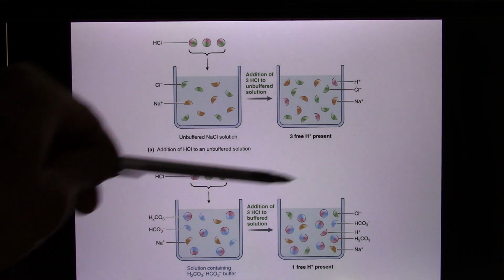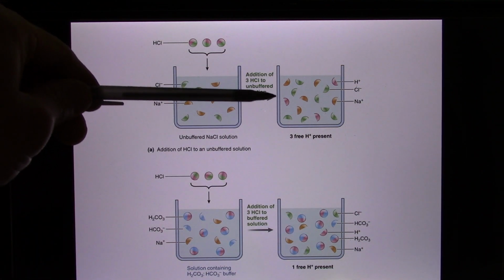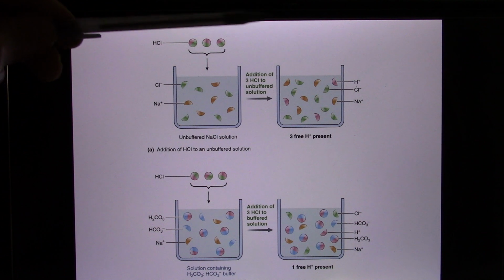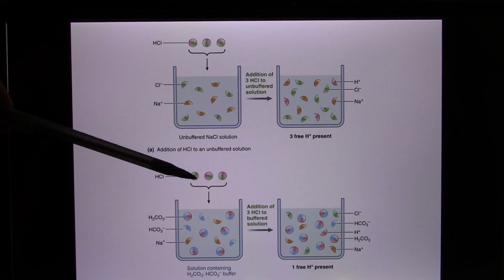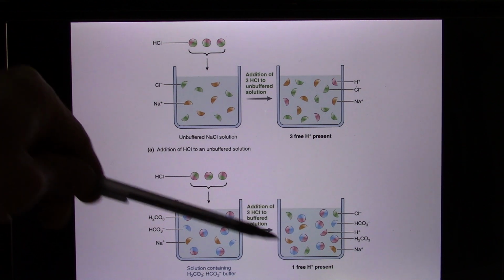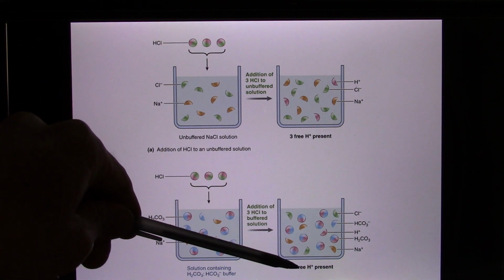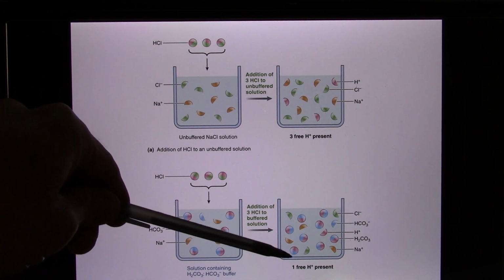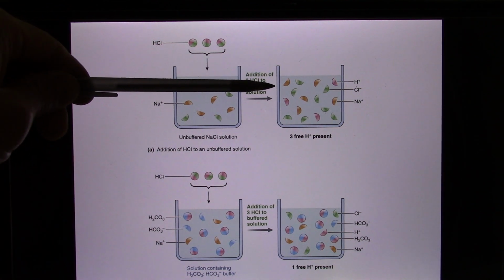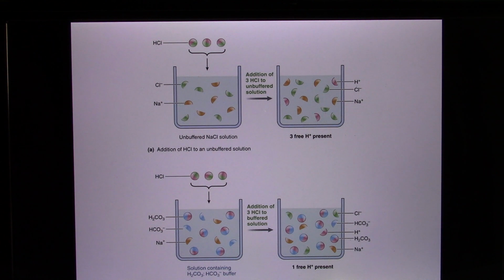And that's the buffer situation, and that's the non-buffer situation. So compare the non-buffer with the buffer. You add H+ into it, and the buffer ends up with much less free H+ left. So the pH won't drop that much compared with the non-buffer solution. So a buffer can help you to maintain pH.